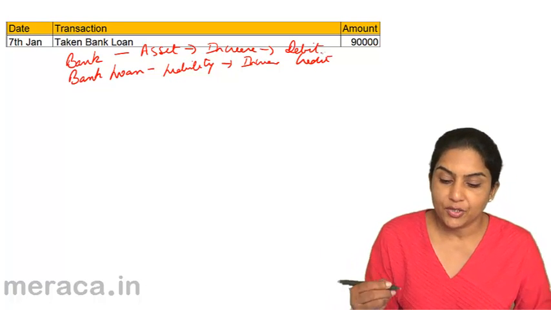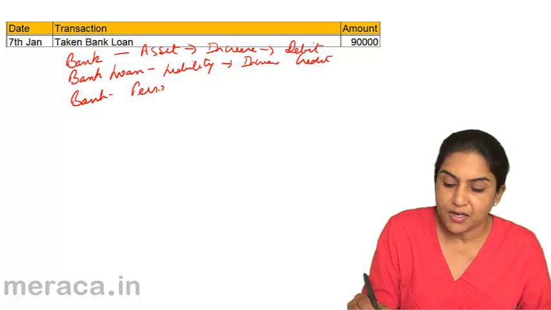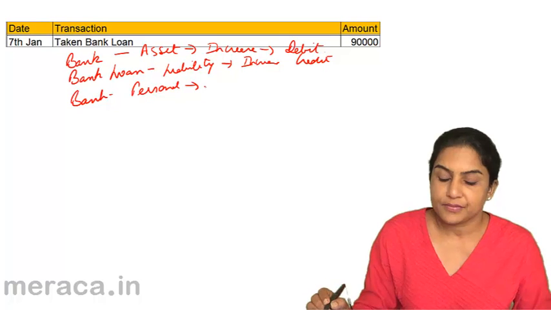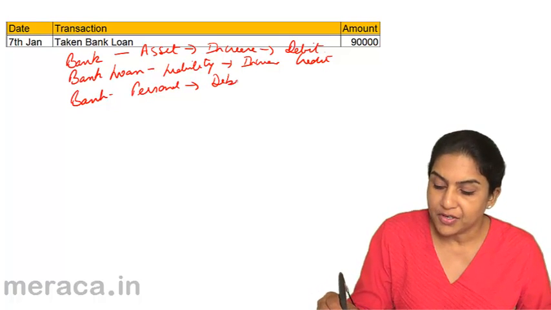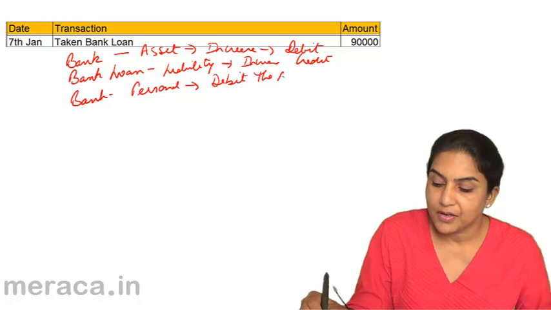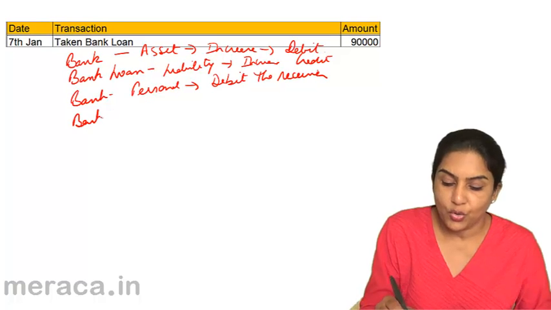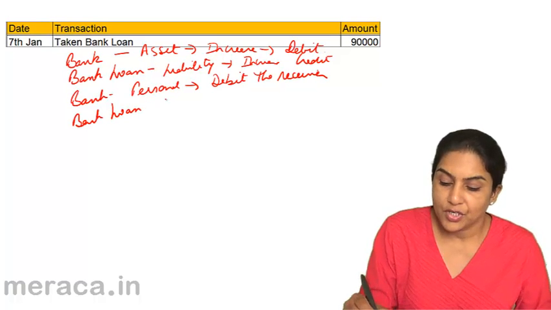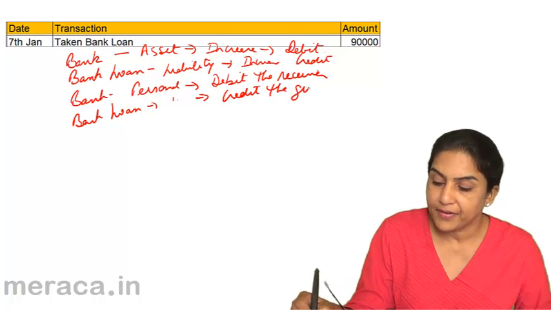If you take another rule, what is bank? Traditional approach, personal account. Debit the receiver. The bank gets money. Bank loan, the loan account is also personal. Credit the giver.